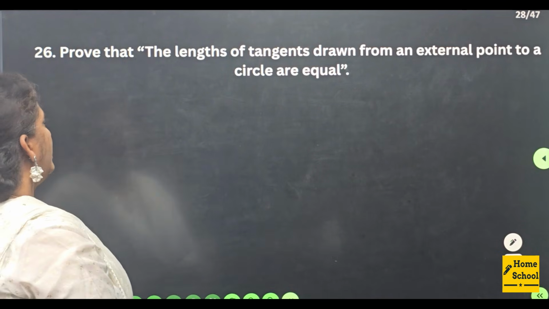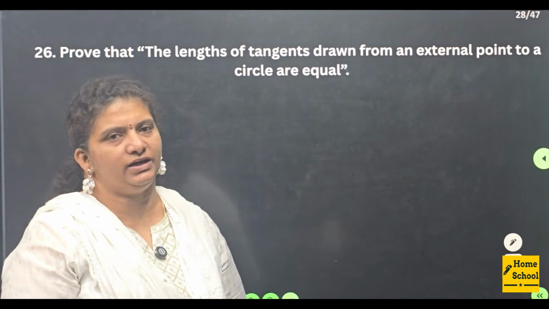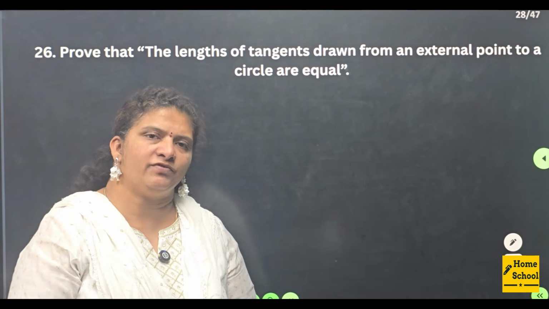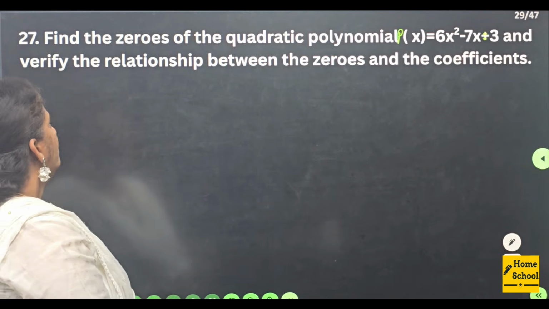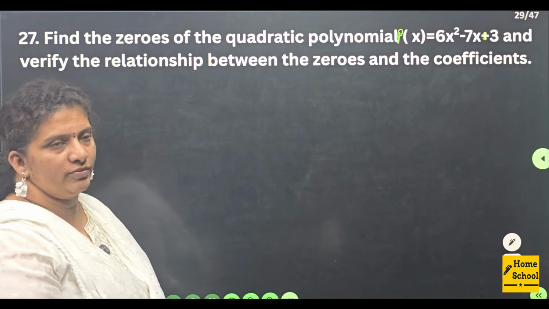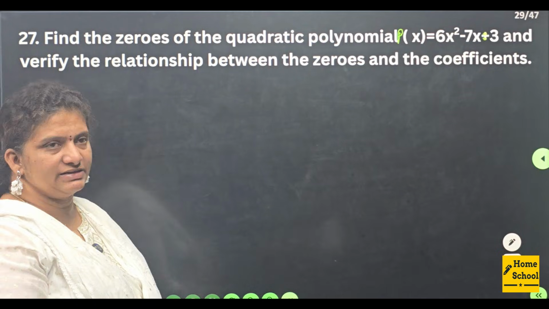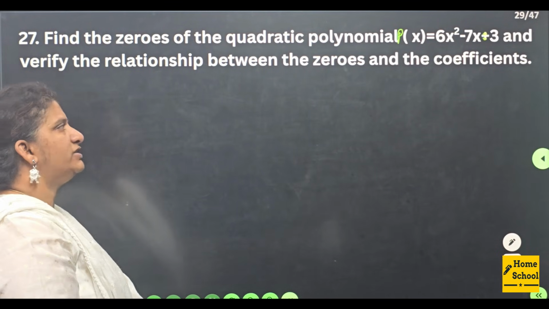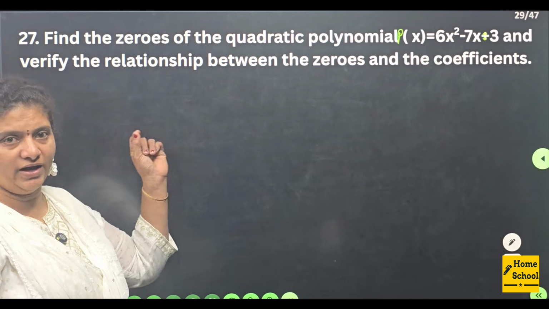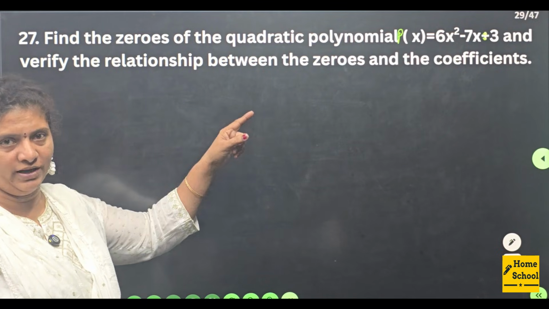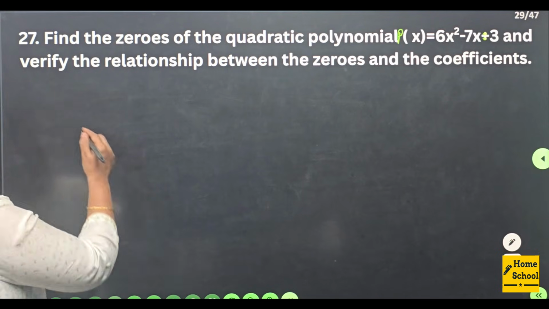26th one. Prove that the lengths of tangents drawn from an external point to a circle are equal. This is a direct theorem from your circles chapter, theorem 2 in that chapter. 27. Find the zeros of the quadratic polynomial p of x is equal to 6x square minus 7x minus 3 and verify the relationship between the zeros and the coefficients. First, we need to find the zeros of the given polynomial and then verify the relation between zeros and coefficients.